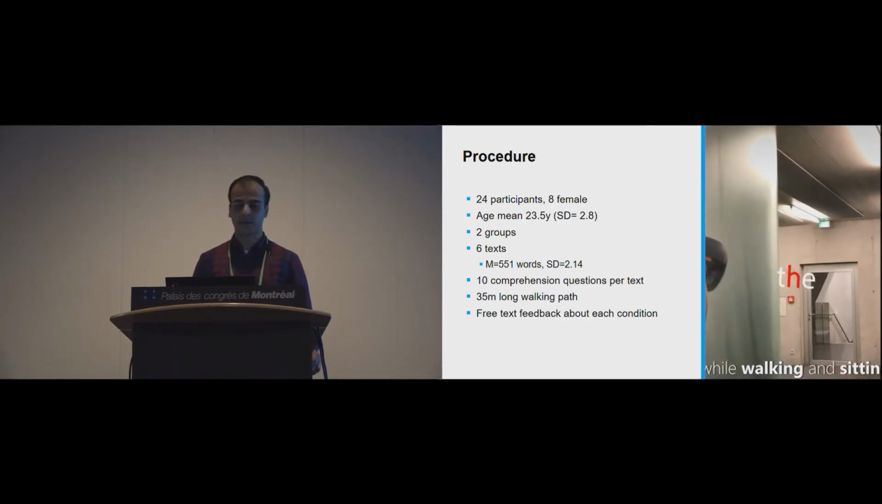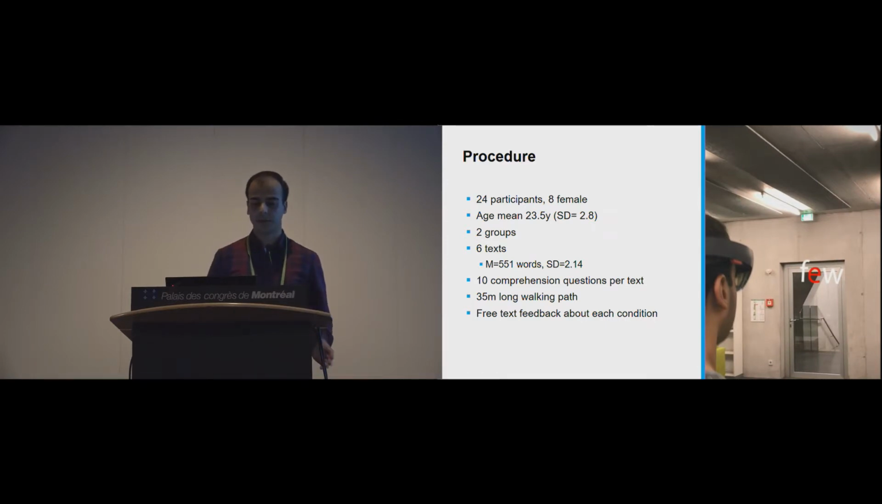So we had 24 participants, 8 of whom were female, and we divided them into two groups. One group read the text while walking, and the other while sitting. Each participant read 6 texts, 2 in each presentation type and 3 in each text position. The texts were taken from a collection adapted from the book Speed Reading, A Course for Learners of English, and it came with 10 comprehension questions per text, which we used to measure comprehension.